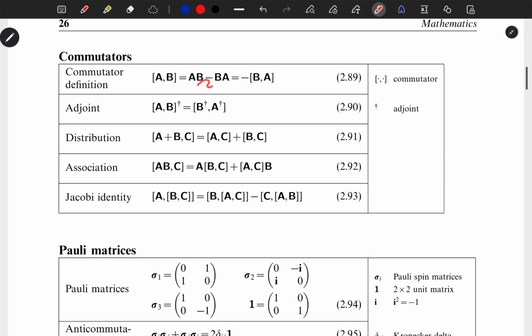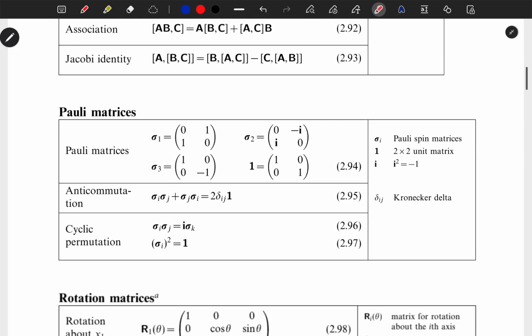Commutators: [a, b] equal to ab minus ba. Adjoint: (ab) dagger equal to b dagger a dagger. The distribution property, associative property, Jacobi identity, that is [a, [b, c]] plus, we can write like this, [a, [b, c]] plus [b, [c, a]] plus [c, [a, b]] equal to 0. This is also the Jacobi identity.